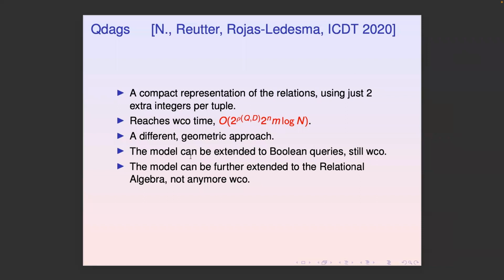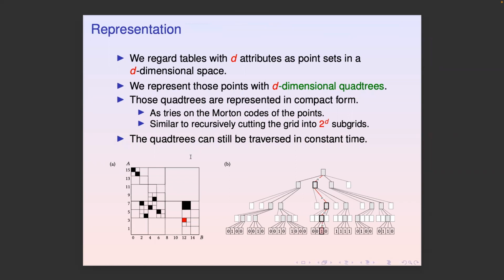So the idea, continuing with the quad trees of Conrado, is that you will regard tables with D attributes as point sets in a D-dimensional space, and we represent those points using a D-dimensional quad tree. For example, here you have a relation R with attributes A and B, and if you have a pair that is 4, 3, then you have these points there. You have relations as point grids in dimension D.